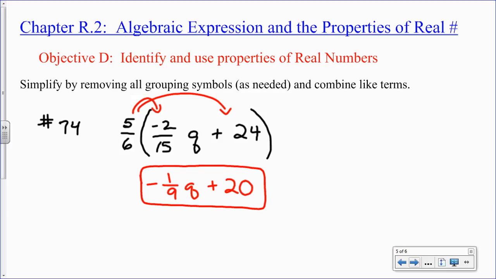How do I know I'm not solving here? There's no equal sign. I'm not trying to get the variable by itself, so don't do that. Don't make up an equal sign if there's not one there.